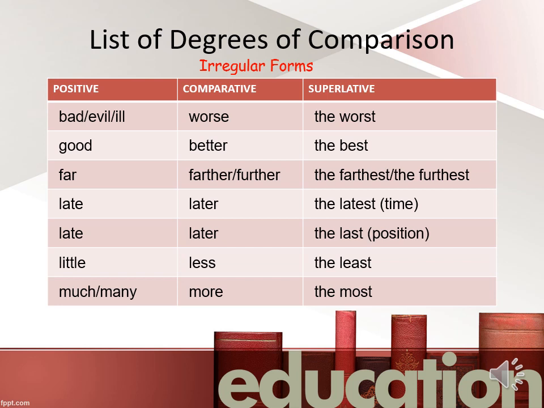Bad, evil, and ill: comparative form worse, and superlative the worst. Good, better, the best. Far, farther or further, the farthest and the furthest. Late, later, the latest, in the middle of time. Late, later, the last, in position. And little, less, the least. Much, many, more, the most.